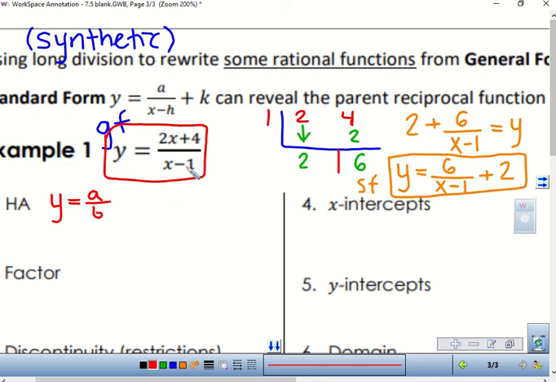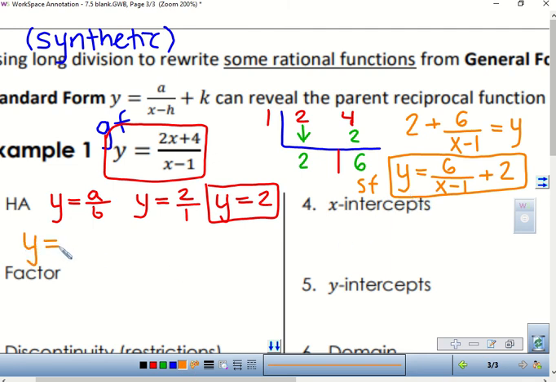Wrong one. So when the degrees are the same, it's A over B, which are the coefficients of the leading term. So what's the coefficient of the x up here? 2. Good. And what's the coefficient of the x in the denominator? 1. Good. So our horizontal asymptote comes out to be 2. And that's how we would do it using general form. Now, if we're talking about standard form, the way we identify the horizontal asymptote is just y equals what value?